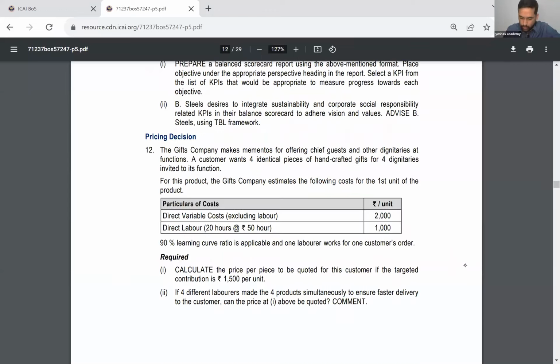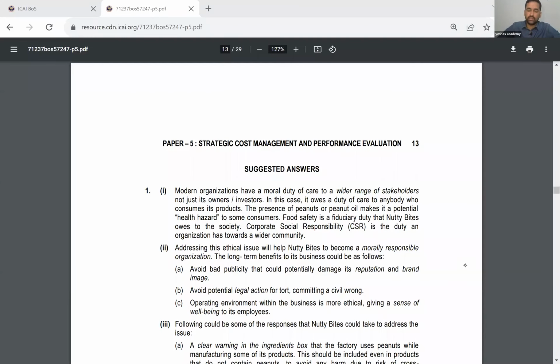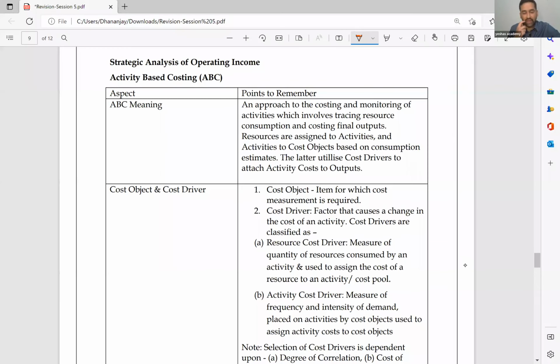So we have completed up to budgets and budgetary control. In the next session, I'll be discussing strategic analysis of operating income, and we will discuss all the balance topics as well. After this, I'll be going to standard costing and then CVP analysis, decision making, and also we will cover pricing decision. Pricing decision is actually an extension of CVP analysis. So we will cover all of that and also discuss the balance questions from the RTP.